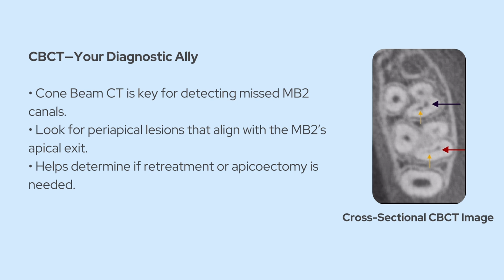One of the best tools we have today to help identify an untreated MB2 is cone beam computed tomography, or CBCT. CBCT imaging gives us a clear view of the entire root canal system, and it can highlight untreated MB2 canals, especially when you see a periapical lesion aligned perfectly with the MB2's apical exit. When that happens, you know that persistent infection is probably coming from that untreated canal. In these cases, non-surgical retreatment or even apicoectomy might be needed to resolve the issue.